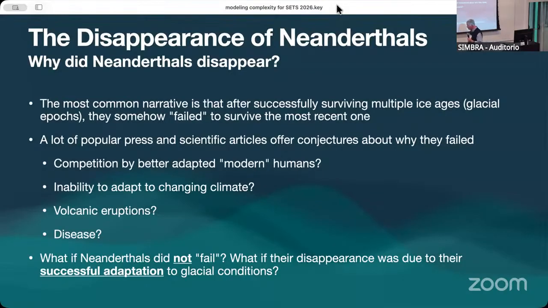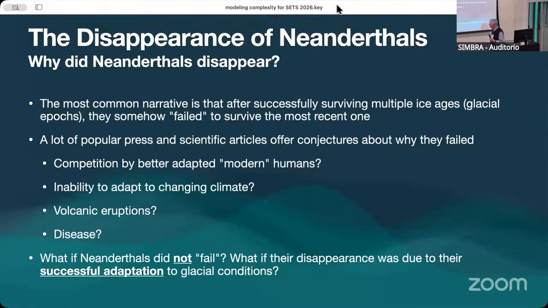The Phlegraean Fields in Italy blew up and caused massive climate change, and this is what got rid of them. Or maybe a recent one that showed up, they suffered from disease. So now it looks like some of the genes that we inherit from Neanderthals actually protect us from some diseases. So what's going on?